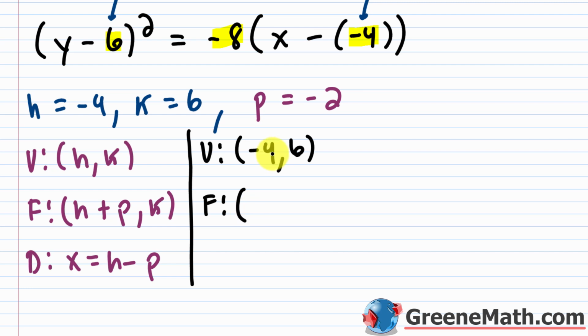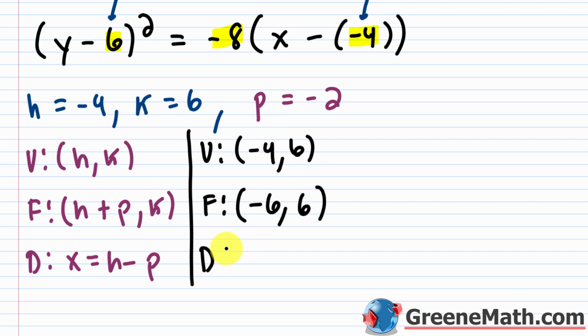So we're going to take this x coordinate here, which is -4, and we're going to add -2, which is going to give us -6. Again, just following the formula, h is -4, and then plus p is -2. So -4 plus -2, that's -6. And then the y value from the vertex is not going to change. So you're just going to have k there. So this is going to be 6.